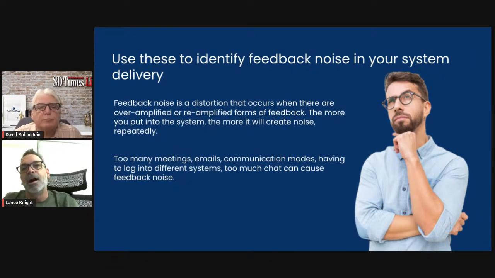Feedback noise is, I send you an email about something, you put it in your system. Then I send an email saying I did it. And all this data and information is flowing, and it's just slowing you down. What I've come to realize, and again, the larger the organization, the more the feedback noise, whether it's needed or not.